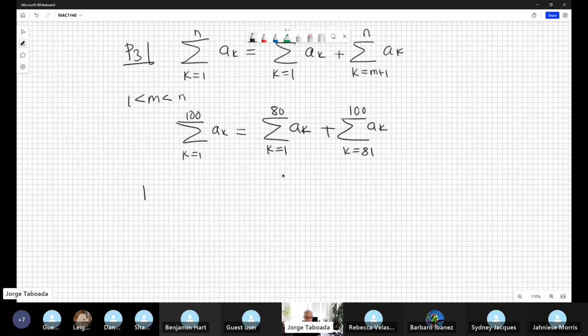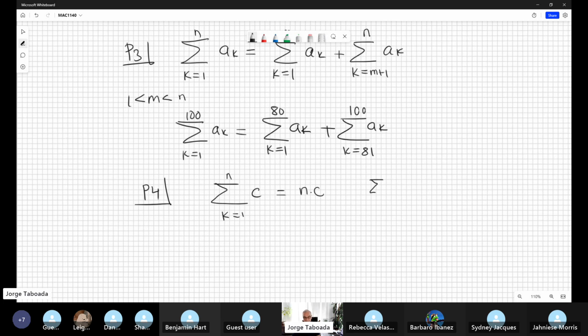Property number four. It's important and easy to understand. Look, the summation from k = 1 to n, but the explicit formula is just a constant, c. So this c is independent of k. This is the same number. The summation of c, n times, is the multiplication n times c. So you can convert the summation into a multiplication.